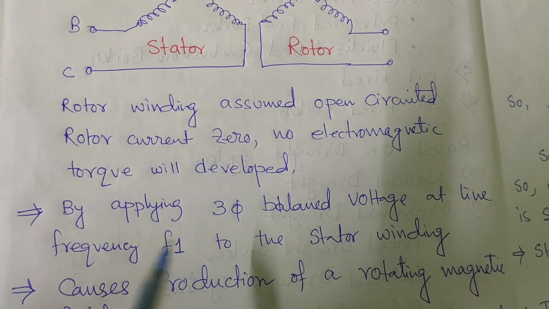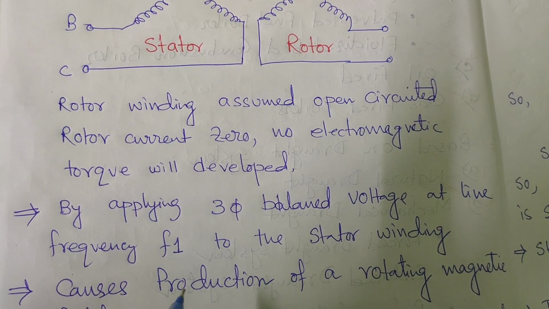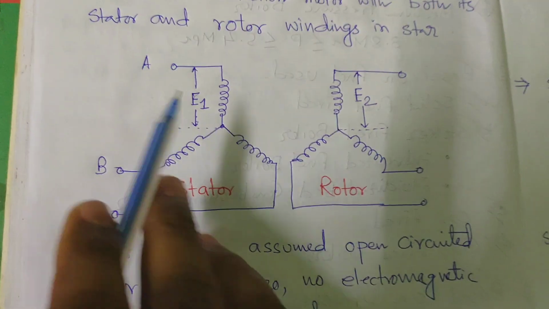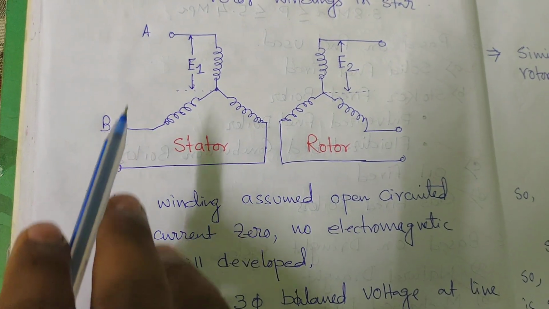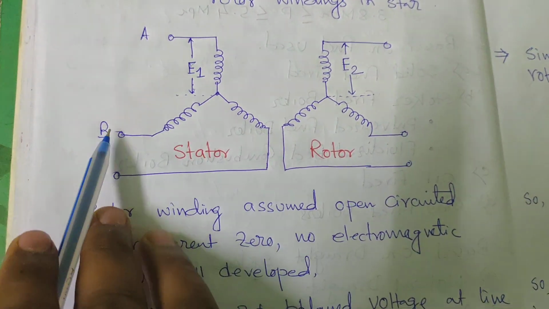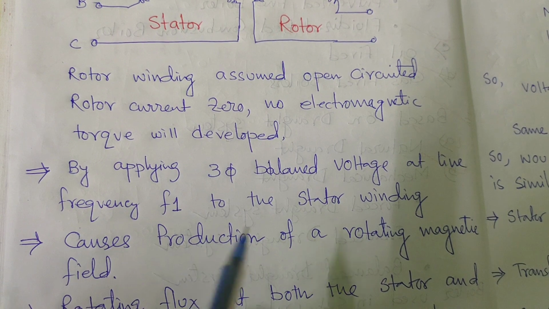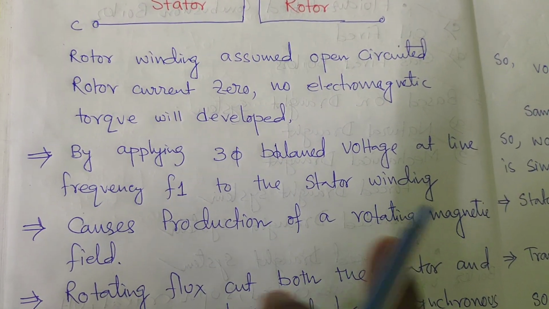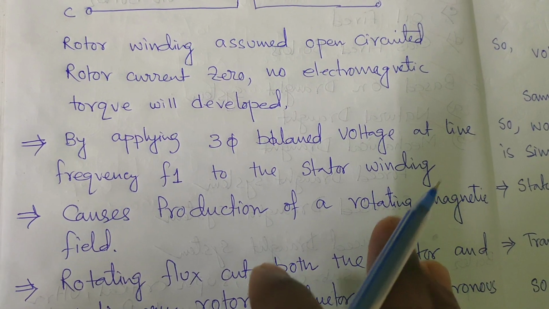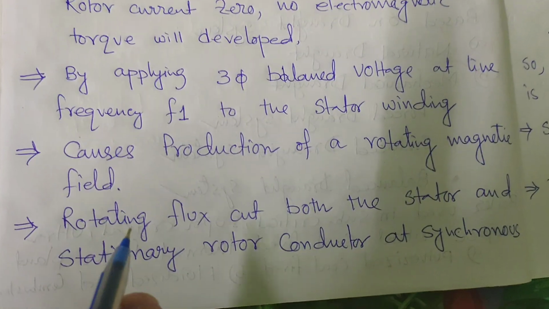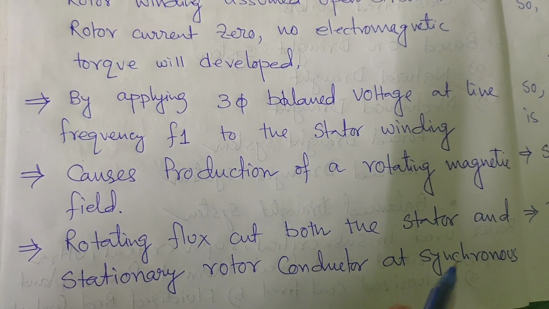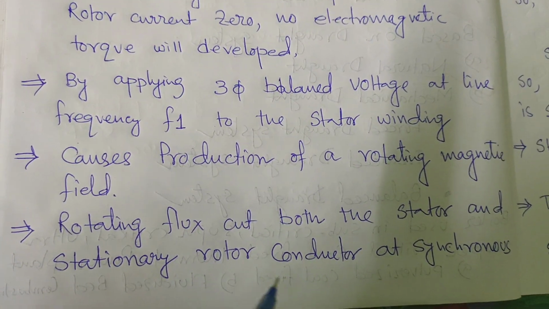in the stator circuit with the frequency F1, if we are applying the three-phase balanced AC supply to the stator winding, a rotating magnetic field will be developed. This rotating magnetic field will produce a flux, and this rotating flux cuts both the stator and the stationary rotor conductors at synchronous speed.